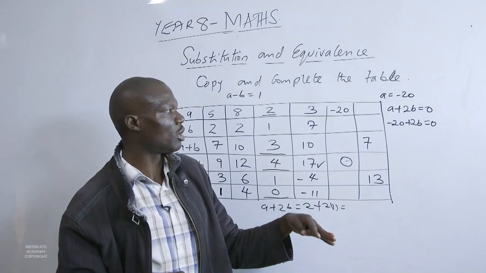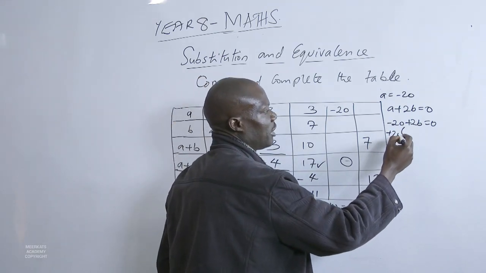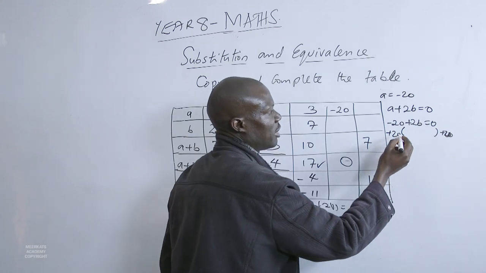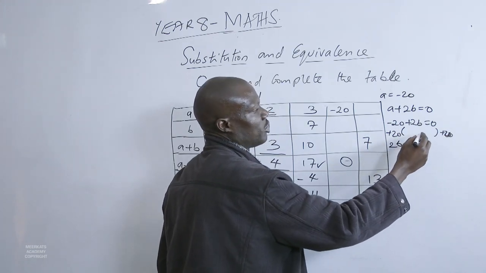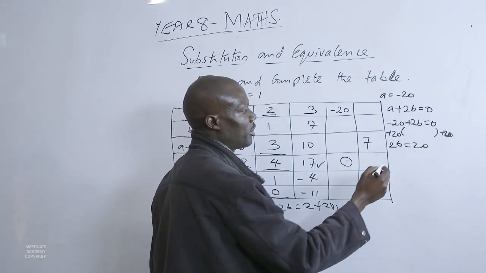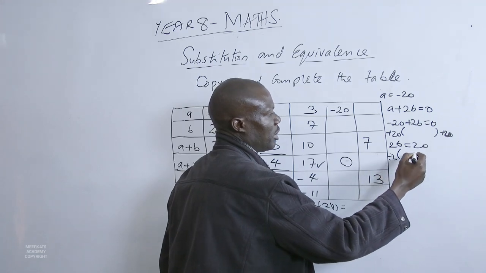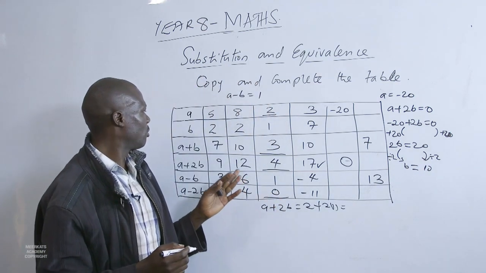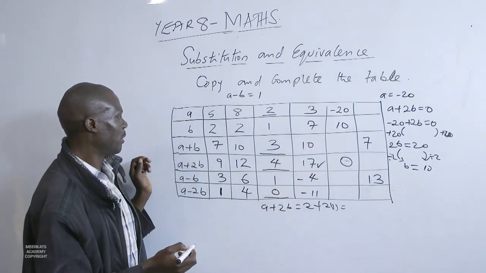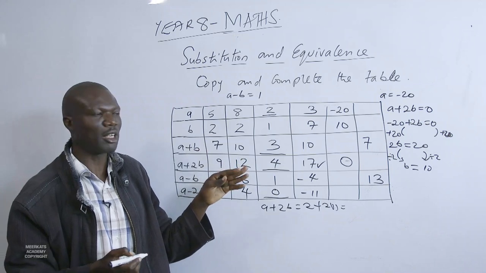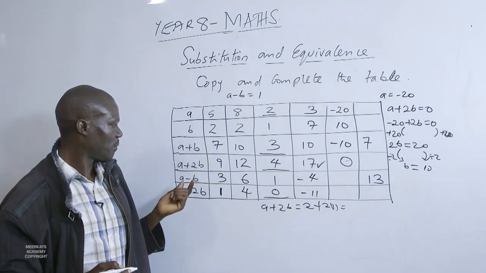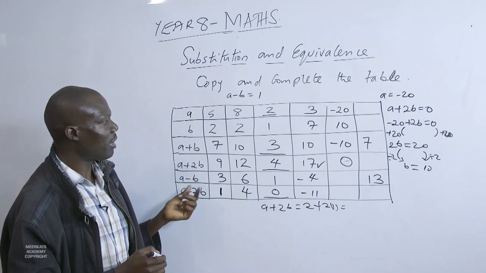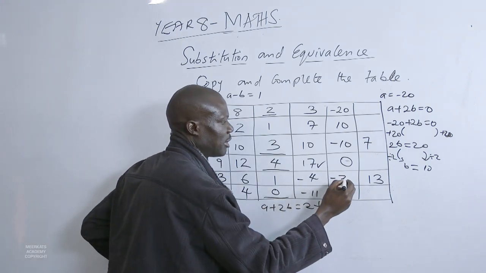To solve it systematically, we add 20 to both sides. You'll find that this will remain 2B is equal to 20. Then we simply divide by 2 to get B, and divide by 2 to get 10. So you find that B is 10. Now I can look where we have B. B here is 10. Then here, A plus B is minus 20 plus 10. It will give us minus 10. This part, A minus B, A is minus 20, minus 20 minus B, which is minus 10, you will get minus 30.